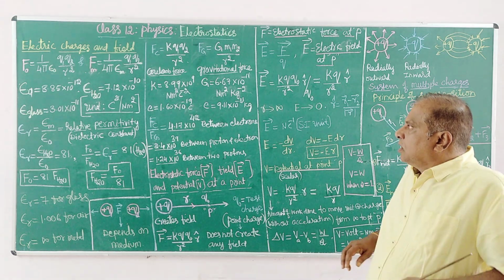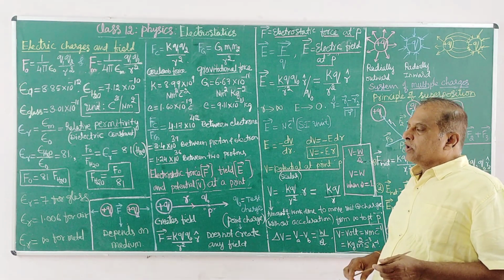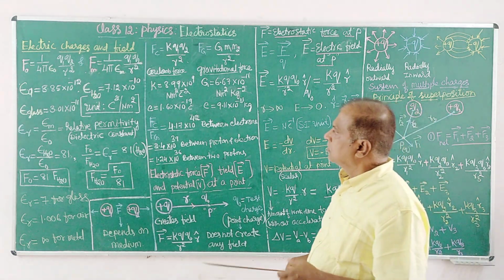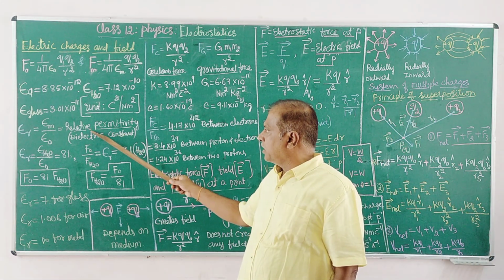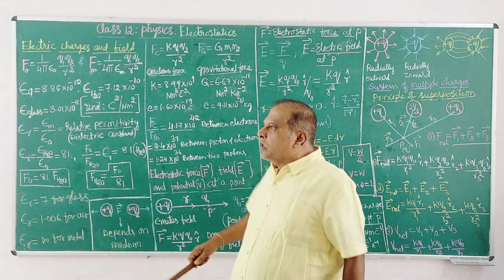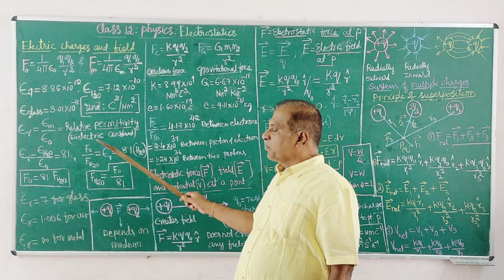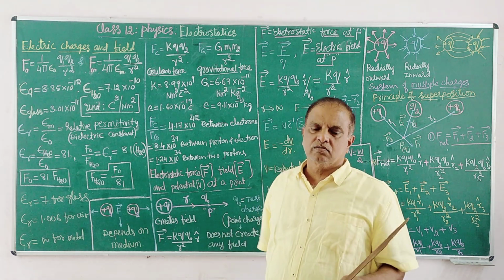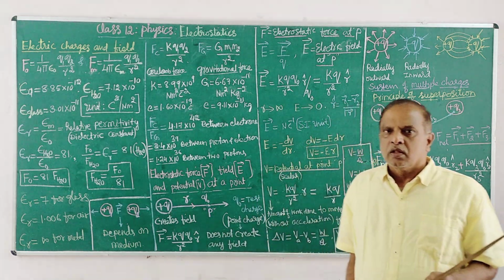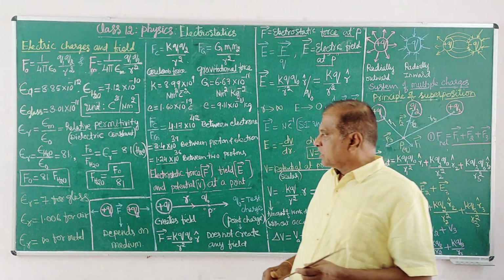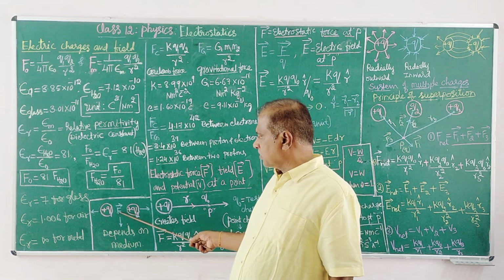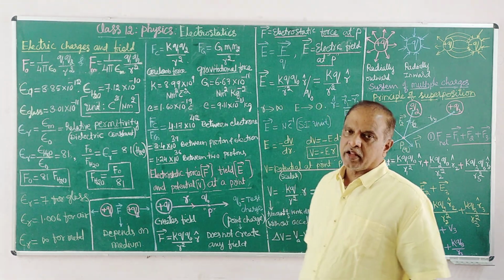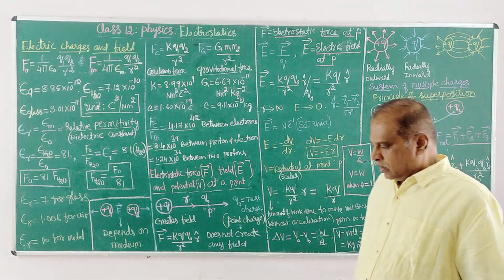Let us take up the terms one by one. The first term which you come across is relative permittivity. It is called the dielectric constant of a material, the dielectric constant of a substance. What does it mean? It arises from the concept of electrostatic force, which may be the attraction or repulsion between the charges.